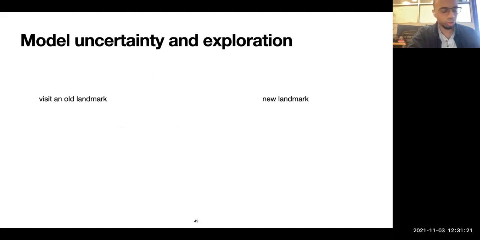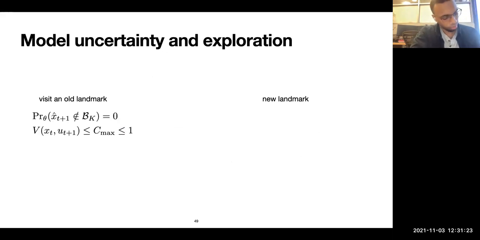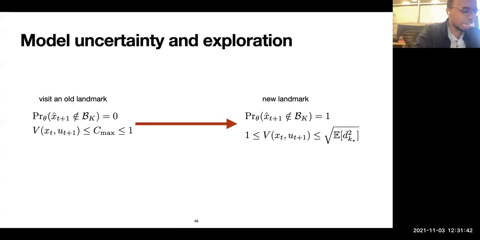So now let's look at the 2 extremes. On the left, the agent is 100% confident that it will visit a new landmark. Oh, my bad, that's a little typo there, but it doesn't matter. So this is the agent's confidence that it will visit an old landmark. So you can see that this value function is upper bounded by 1. While on the other side, if the agent is fully confident that it will visit a new landmark, now you can see that this value function is lower bounded by 1.